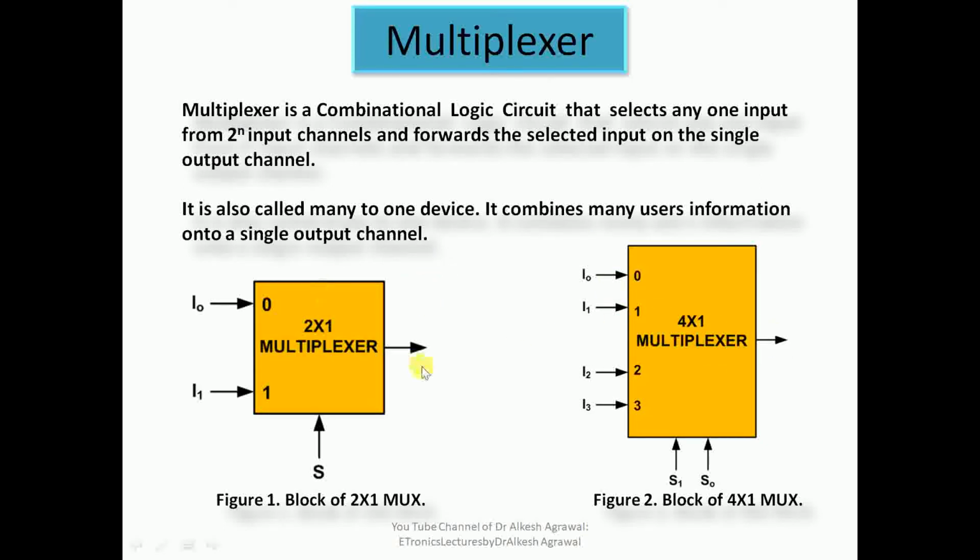This multiplexer is also termed a many to one device, as it can combine the information of many users and forward it onto a single output channel. The main application of this multiplexer is in time division multiplexing, where the information of many users can be combined and forwarded onto a single channel.